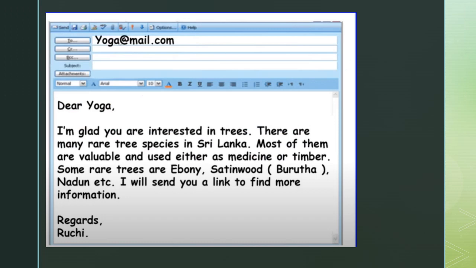Now, reply to Yoga. yoga@mail.com. Dear Yoga, I am glad you are interested in trees. There are many rare tree species in Sri Lanka. Most of them are valuable and used either as medicine or timber. Some rare trees are ebony, satinwood, nadun, etc. I will send you a link to find more information. Regards, Ruchi.